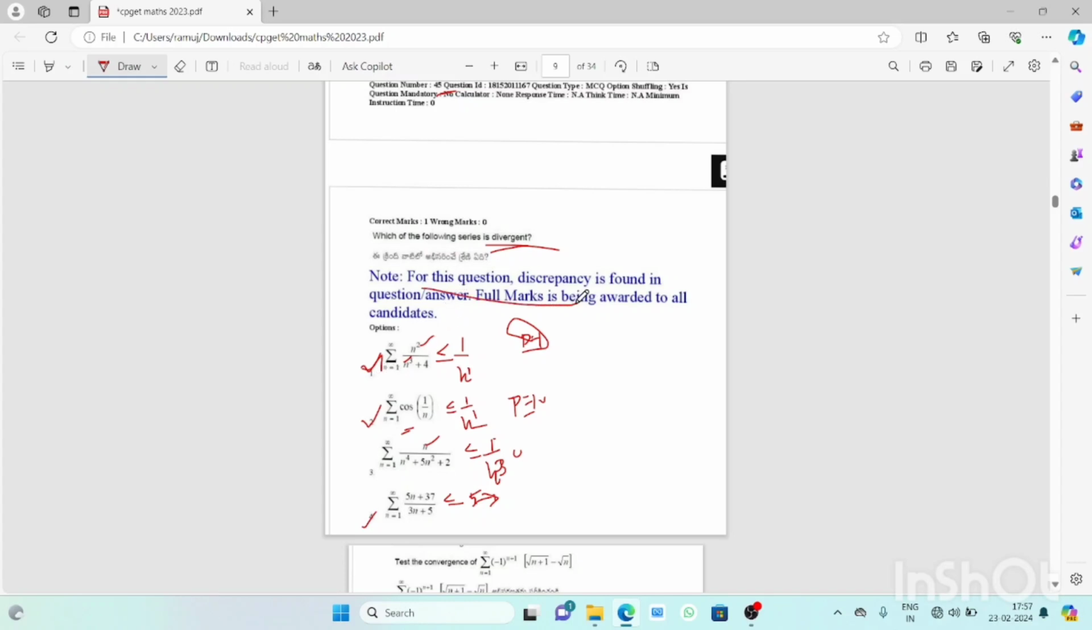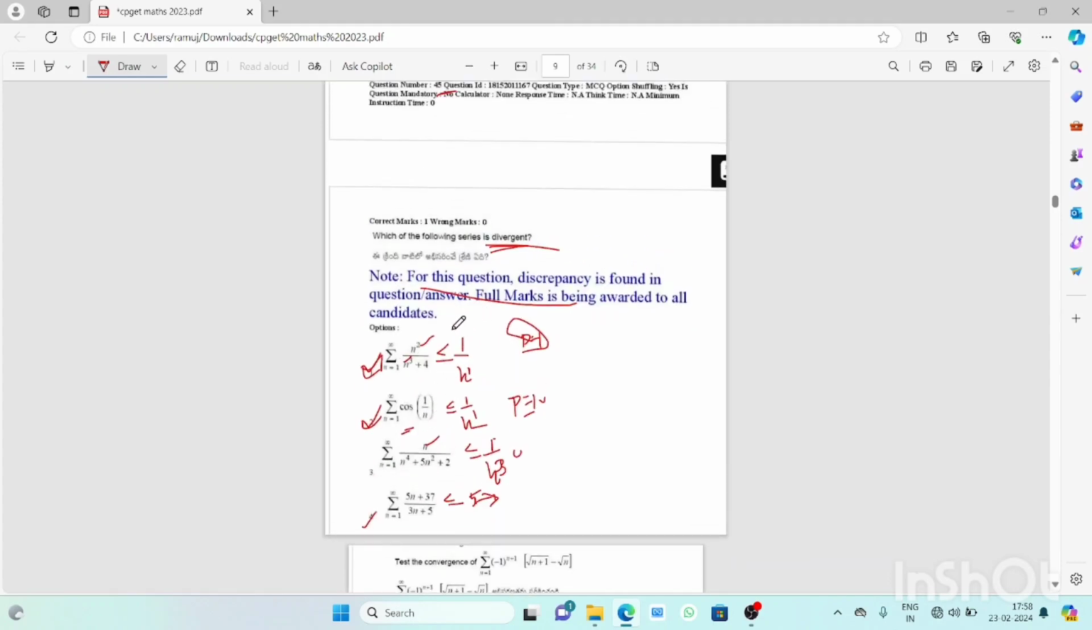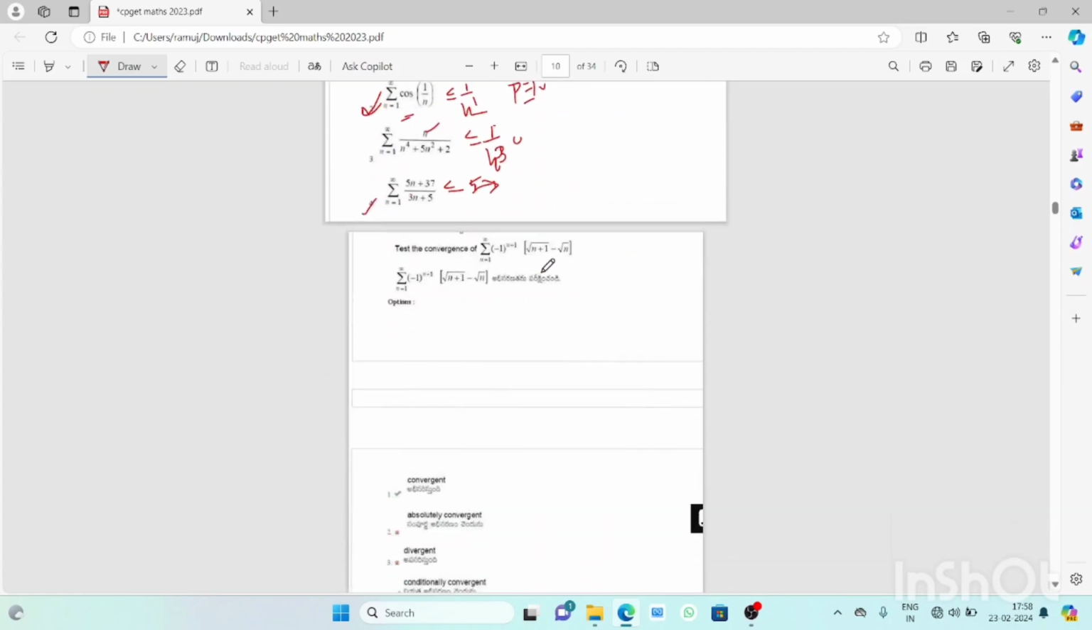For this question, it is found in the question answer key that full marks are given. If you attempt this question, you definitely get the full mark, because the question is wrong. The exam contains single correct options, but here we can clearly see that two series are going to divergent. So this is not a correct question. If it were MSQ, then this question would be correct, but it is MCQ, so this is not a correct question.